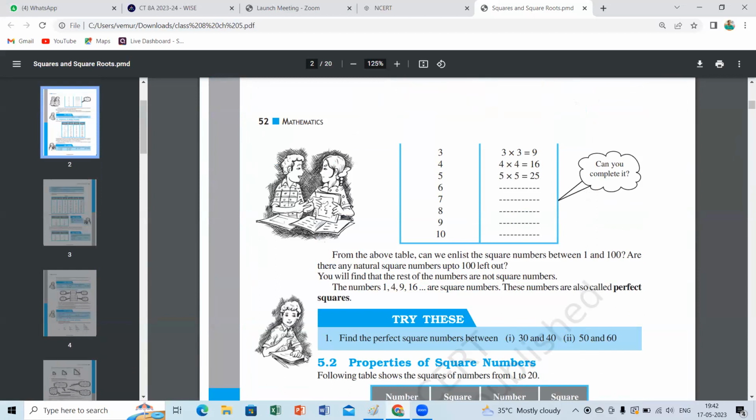Second thing: when it comes to unit digits of our squares from 1 to 10, 1 square is 1, 2 and 8 square ends with unit digit 4, 3 and 7 square numbers end with 9, 4 and 6 square numbers end with 6, 5 ends with 5, and 10 ends with 0. Excellent. Good.